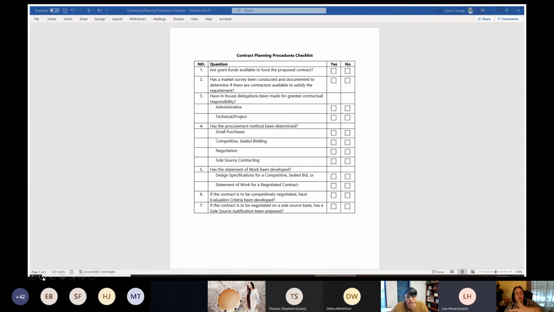Here's the form. So are any grant funds available to fund the proposed contract? Has a market survey been conducted and documented to determine if there's contractors available to satisfy that requirement? Have in-house delegations been made for grantee contractual responsibilities? You got your administrative team, you got your technical and your project. Have you determined the procurement method? You're going to use small purchase, competitive sealed bidding, negotiation, sole source contracting. Has a statement of work been developed? Statement of work for a negotiated contract. Is the contract to be competitively negotiated? Have evaluation criteria been developed?